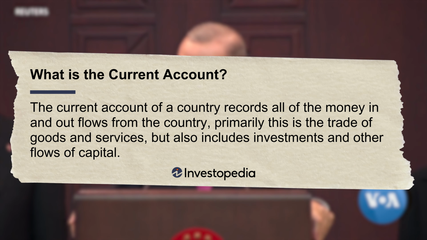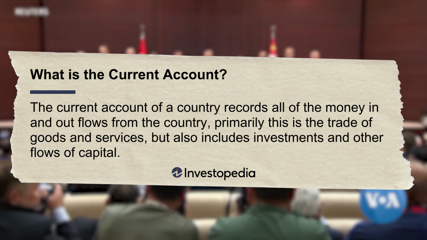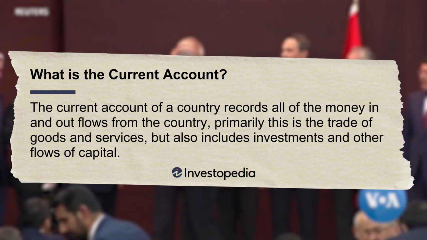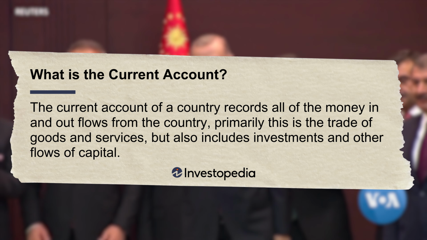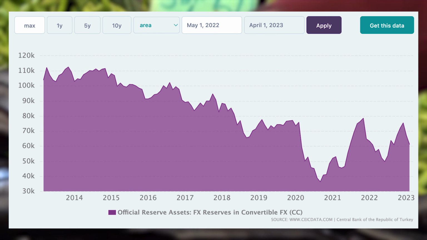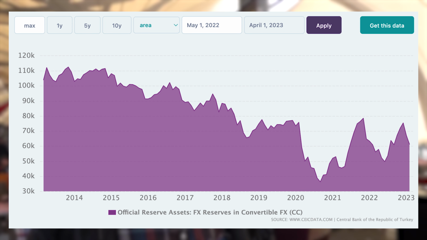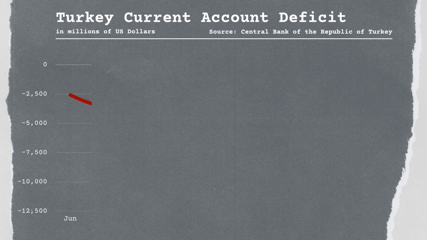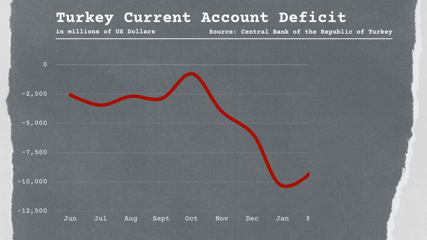account deficit. The current account of a country records all of the money in and outflows from the country. Primarily, this is the trade of goods and services, but it also includes investments and other flows of capital. If a country has more capital outflows than inflows, then they're running a current account deficit, which can lower their foreign exchange reserves and require the country to borrow more money or to print their own currency. Turkey's current account deficit has been widening since 2018, reaching an astounding $10 billion a month in January this year.